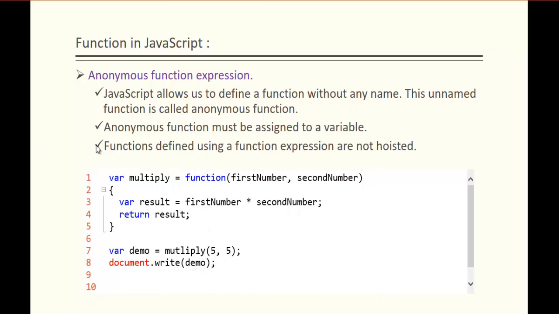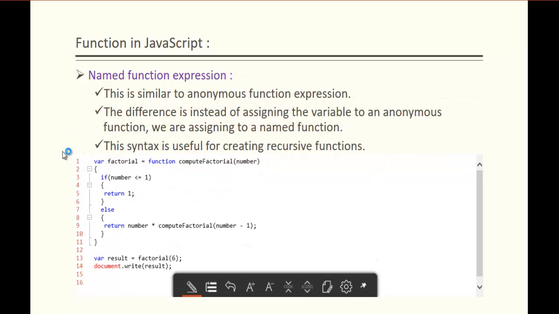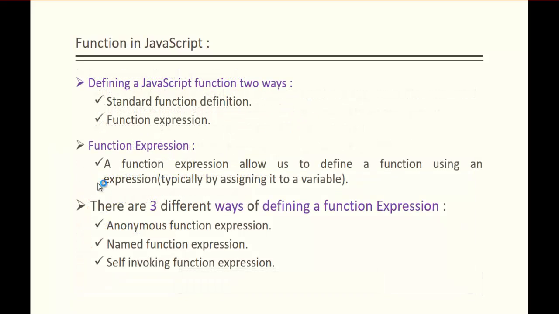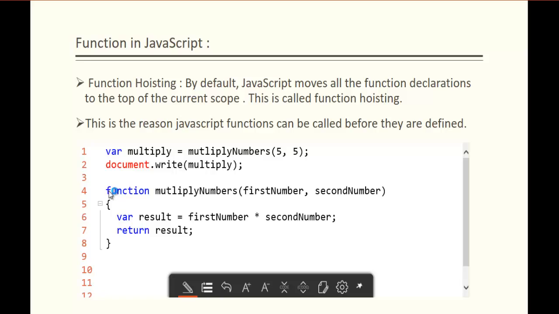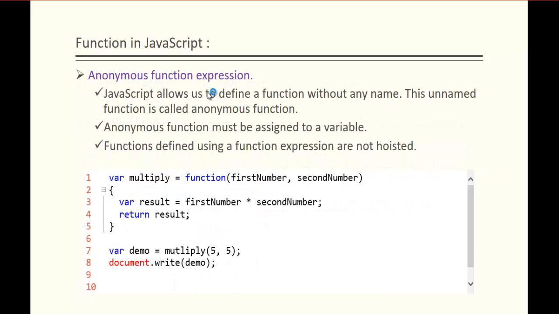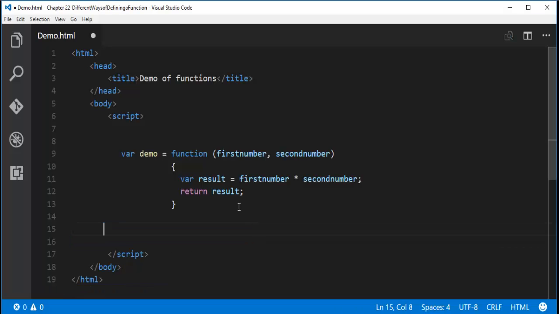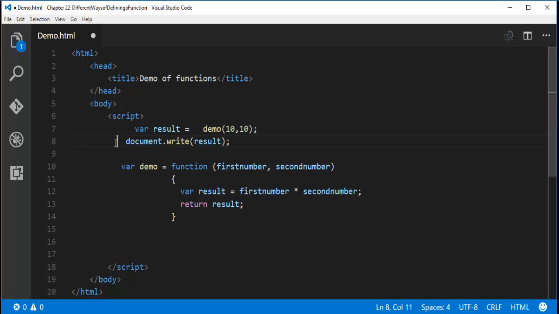And you can observe very clearly, functions defined using a function expression are not hoisted. In the last example we saw, in the standard function definition we are defining the function here, but we can call it before itself. But this hoisting concept is not applicable for the anonymous function expression. So that's the meaning of this sentence: functions defined using a function expression are not hoisted. Let me show you a demo of this. What I'm trying to do is call this function before it is defined. I'm calling the function in my 7th line, but it's defined in the 10th line. And here, keep in mind, the JavaScript hoisting concept does not work.